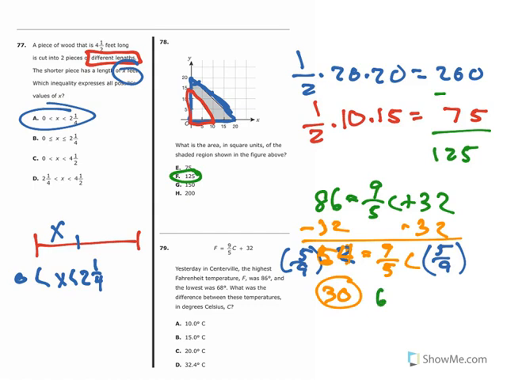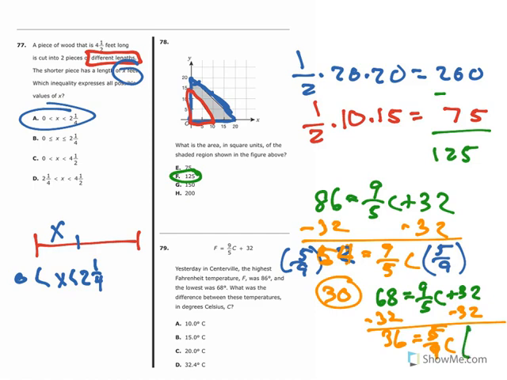Now I got to do the same thing with 68. Maybe I won't make a subtraction mistake this time, right? So we're going to do the same thing. We're going to add negative 32. I promise I will subtract right this time. We end up with 36. I'm front running here, right? So that's times 9/5. I'm going to multiply by the reciprocal, which is 5/9. And 1/9 of 36 is 4 times 5 is 20. And the difference of 30 and 20 is 10.